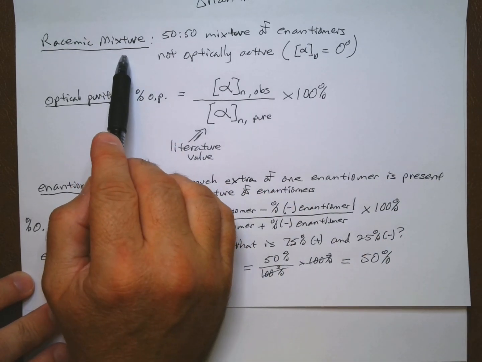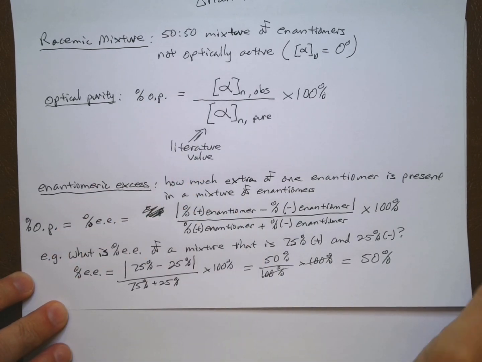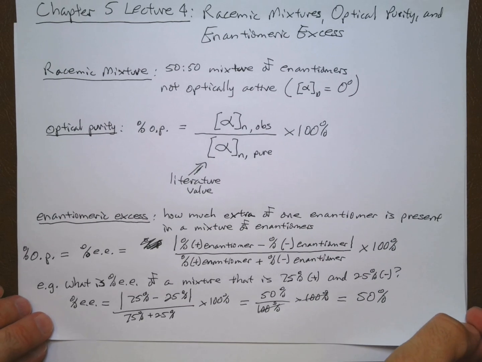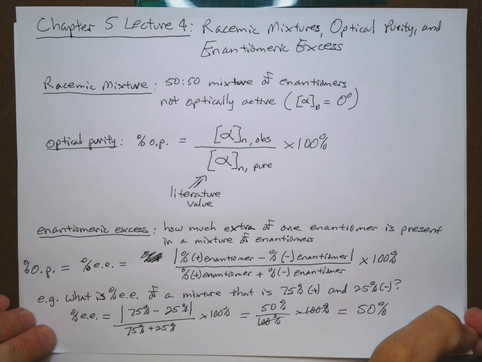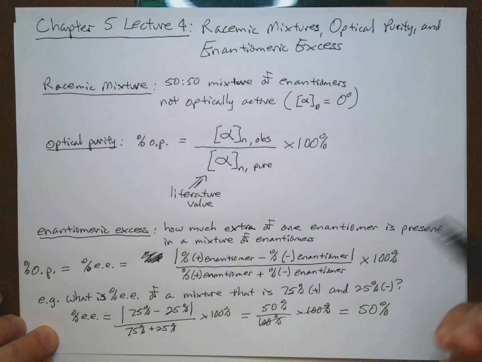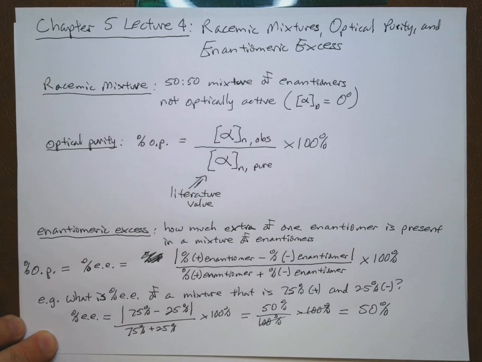The concept of a racemic mixture is important because we'll see later on, when we look at certain reactions, we get what is called racemization, where we might start with something that is chiral, a starting material that is chiral, but in the process of the reaction, we end up with a product that is a 50-50 mixture of enantiomers. We call that racemization. And so it's important to understand the concept of a racemic mixture.